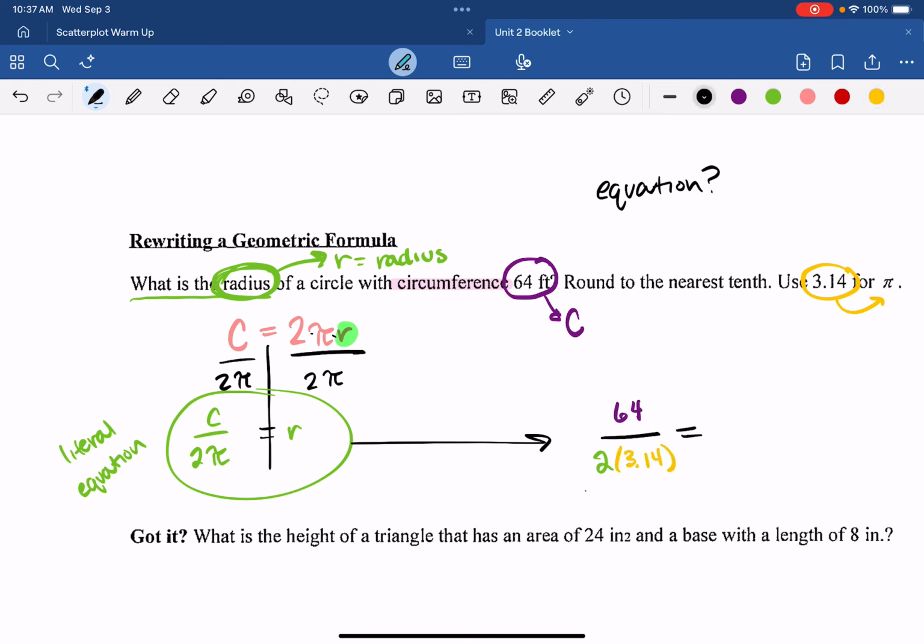I simplify all that, and you would get 10.185, but it says round to the nearest tenth. So let's make that 10.2. What are my units? Notice up here I'm giving you circumference in feet, which means this will be feet.